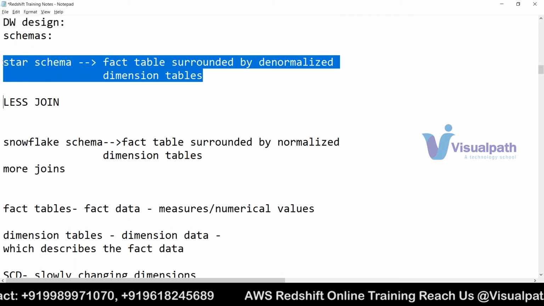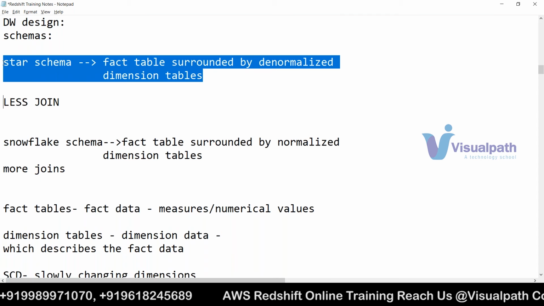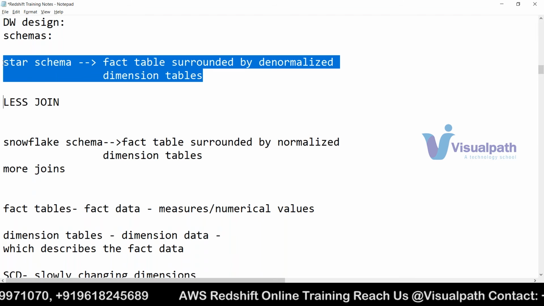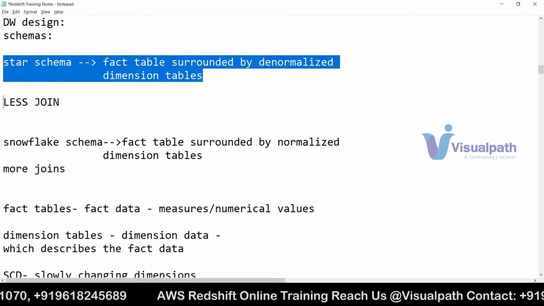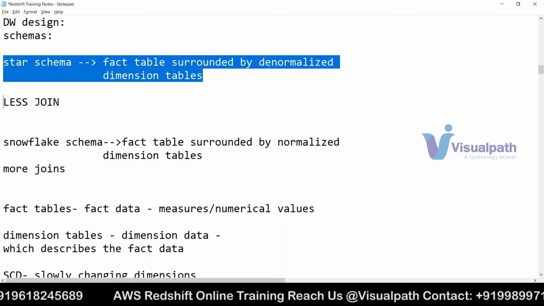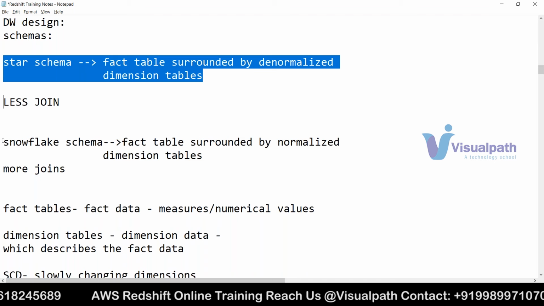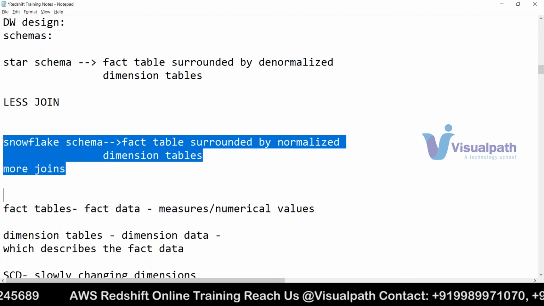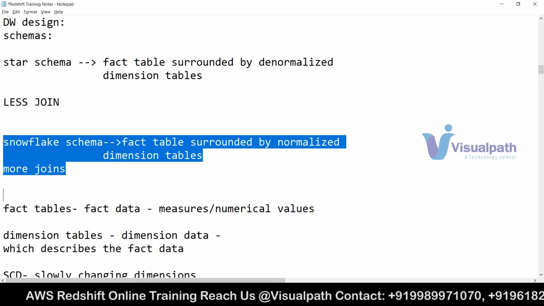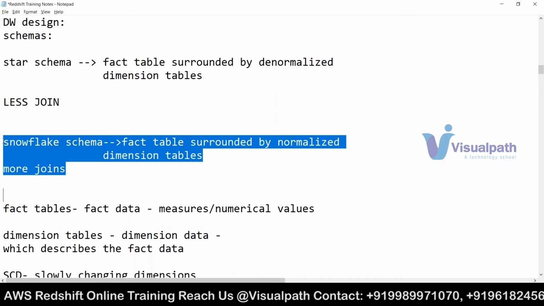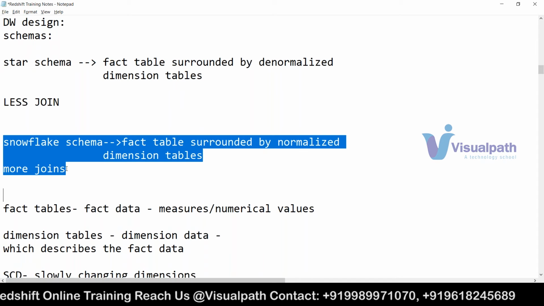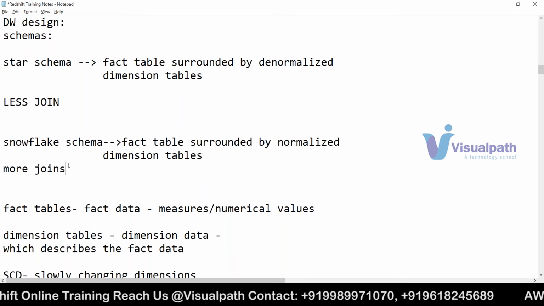In star schema, all your data is present in the dimension table. So just by querying the dimension table, you will get all the data. You don't have to join also. But in real time, sometimes joins are complex. In Snowflake schema, you will have more joins, so performance may be a little challenging because you are joining multiple tables. Of course, here you are avoiding data redundancy, so you are saving storage.